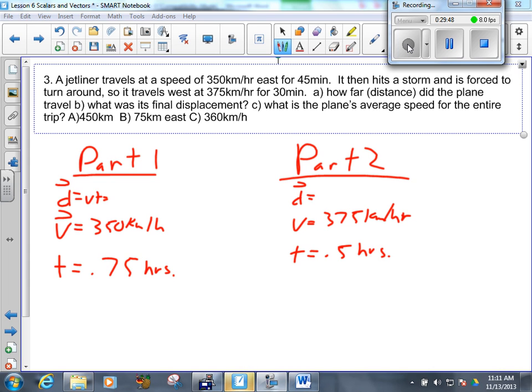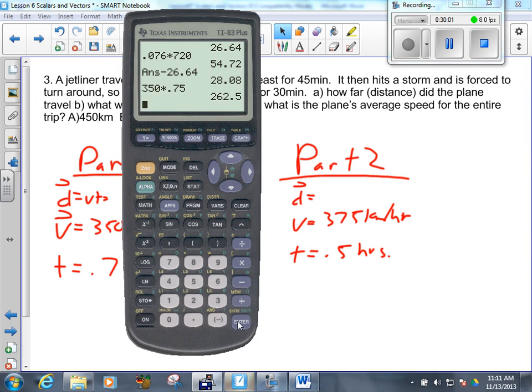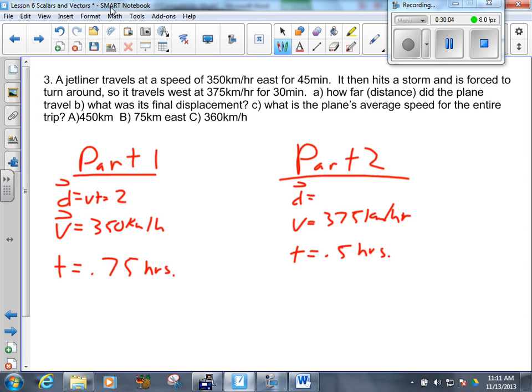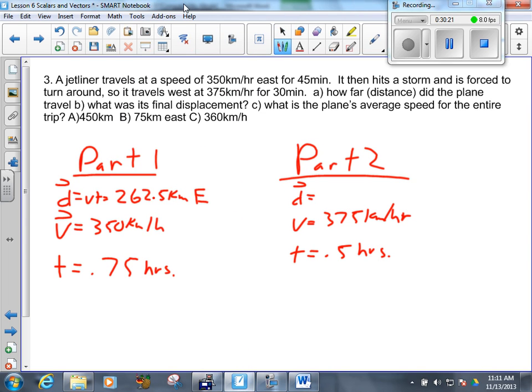All right, so 350 times 0.75. Okay, it gives me 262.5 kilometers, and that will be east. Okay, and then I've got to do the same thing over here. So I'll have 375 times 0.5, and that's going to give me 187.5 kilometers west. Okay, now I have everything I need in order to solve the rest of this question.